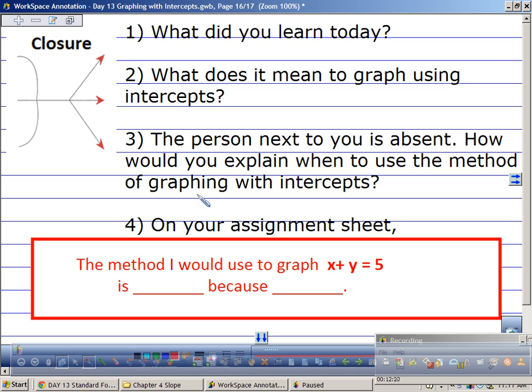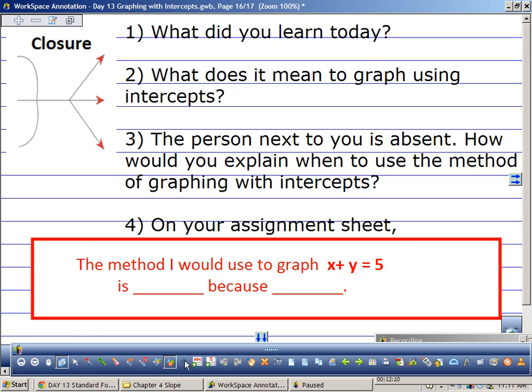I don't even have most of you convinced, right? You like the other way? That's okay. What about this one? Can you guys see how it would be really easy to use this one? Look at, if I cover up x, what's y? And if I cover up y, what's x? So wouldn't that be 0, 5, and 5, 0? Graph done.